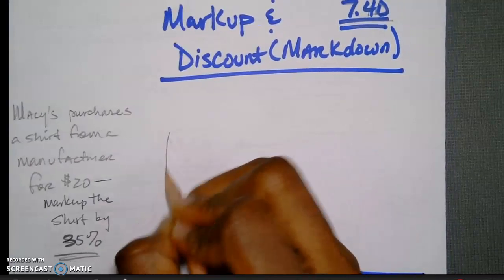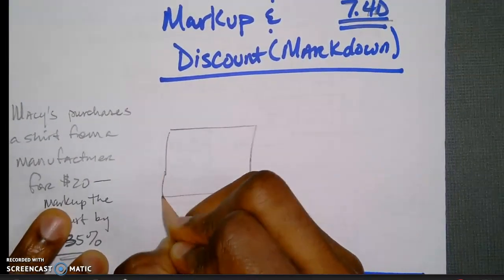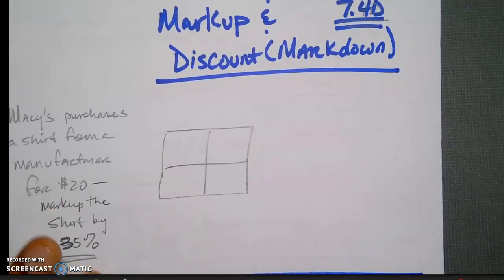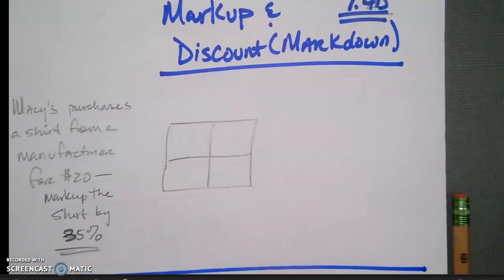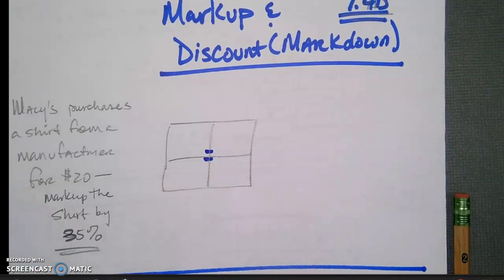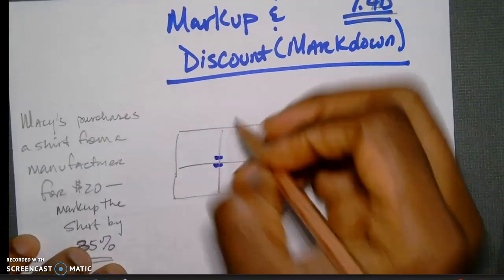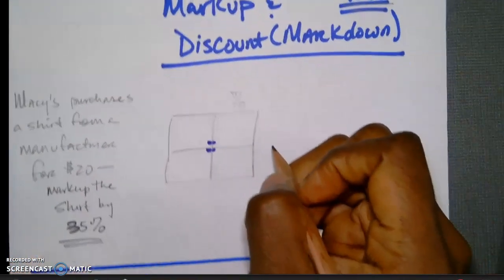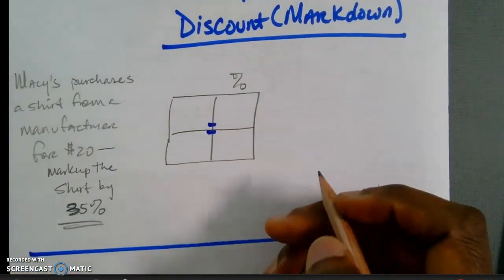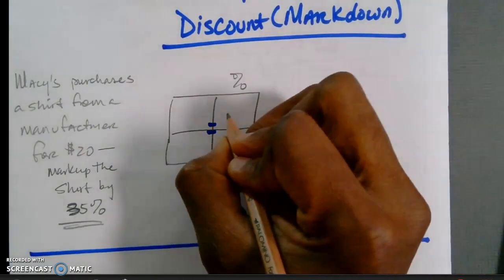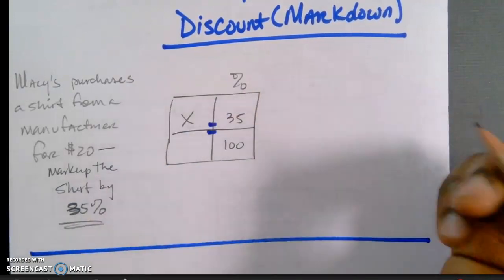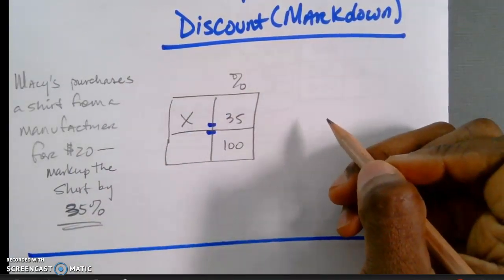So what I'm going to do is I'm going to set up my percent box. Okay, and again, this is like a proportion. So in this instance, this might as well be the equal sign, okay? So I know that I'm going to set up a percent sign over here. I'm going to set this up as 35% out of 100. I'm always going to put this as my X value, that is my unknown amount.